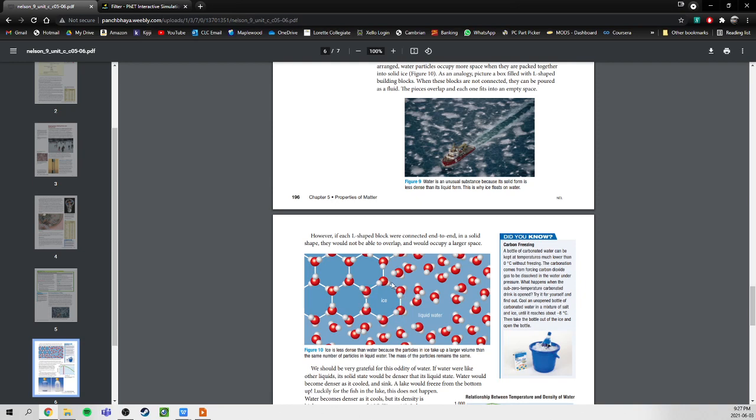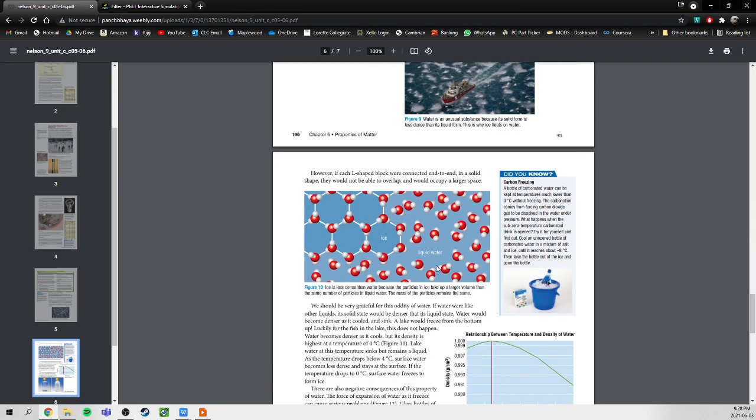Six-sided sounds familiar. Maybe it is because you think of snowflakes. Snowflakes all have six sides, right? They're all hexagonal, basically, although they have different points and stuff, but they all have six sides. And that's because ice forms a six-sided structure. And you can see that the molecules are more spaced out than in the liquid.